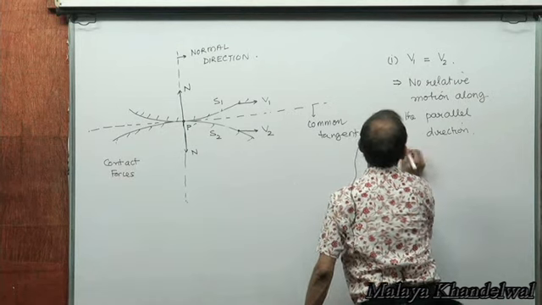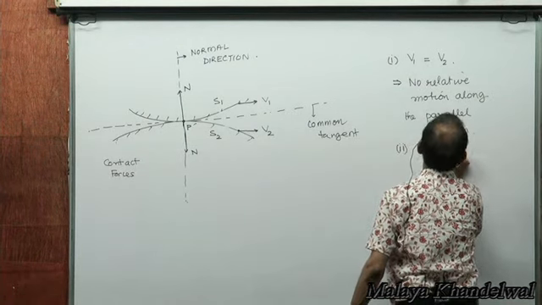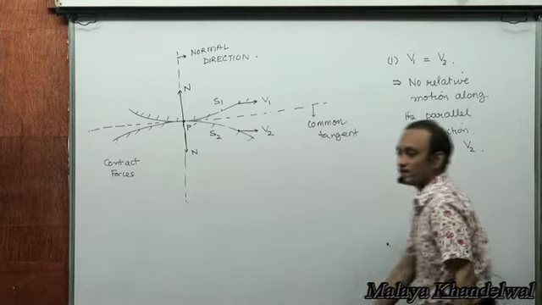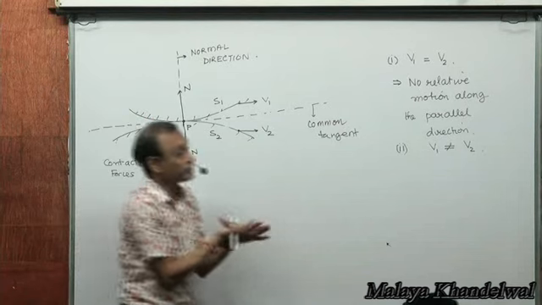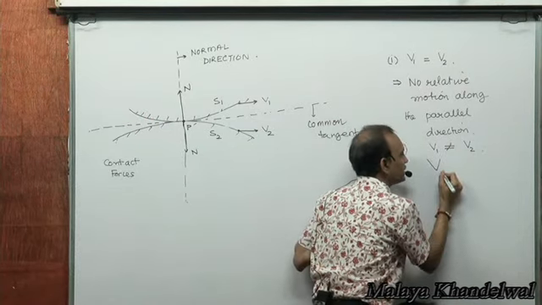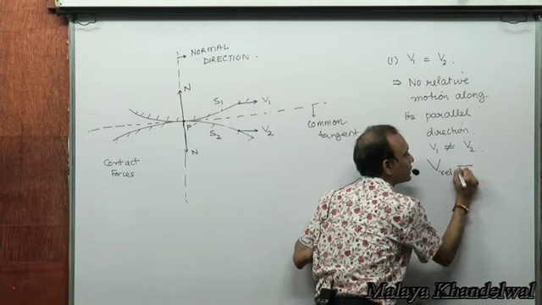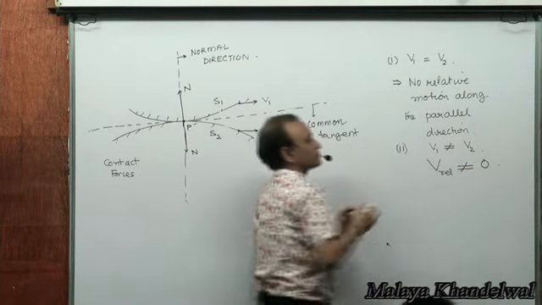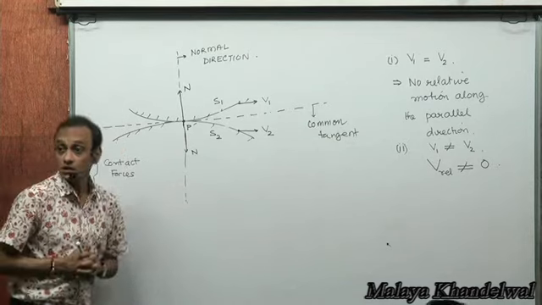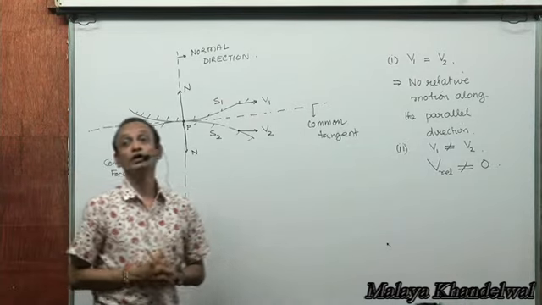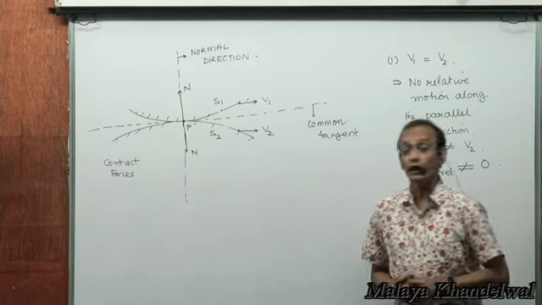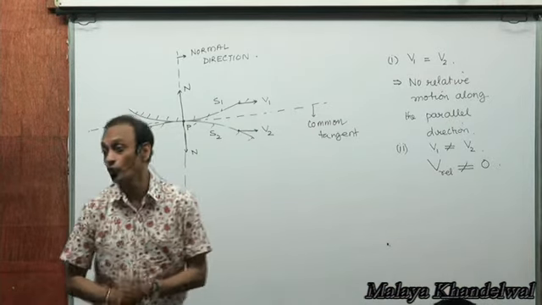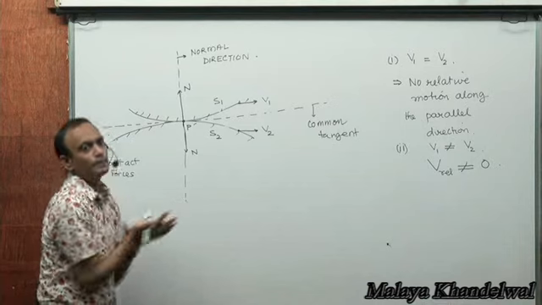Suppose V1 is different from V2. Say V1 is not equal to V2. That means there is relative motion in the parallel direction, a non-zero relative motion in the parallel direction. Now, nature does not like this. Nature always likes to preserve harmony in the parallel direction. That's the law of nature. Nature would want to prevent relative motion in the parallel direction.